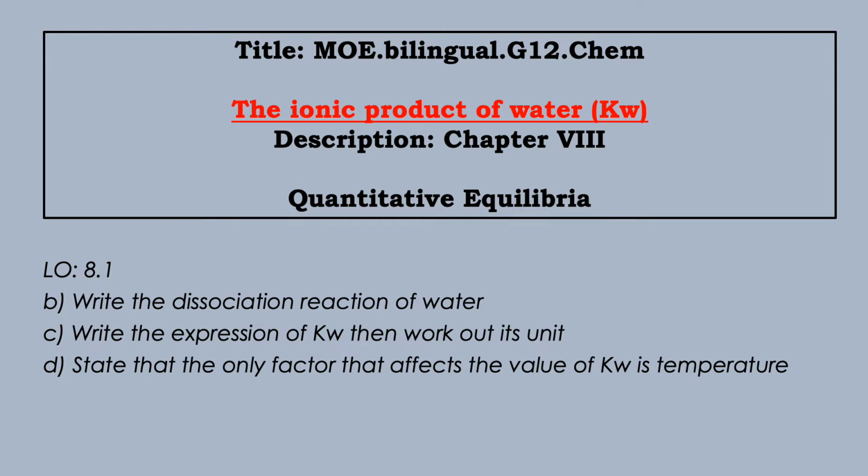Today's lesson is on the ionic product of water, which has the symbol Kw. Chapter 8, Quantitative Equilibria. The learning objectives for today's lesson are 8.1b, write the dissociation reaction of water. C, write the expression of Kw, then work out the units. D, state that the only factor that affects the value of Kw is temperature.